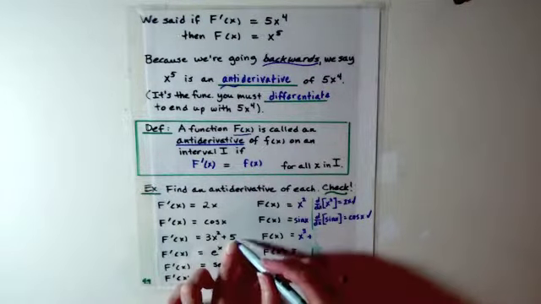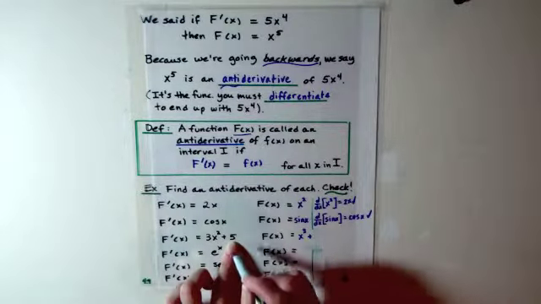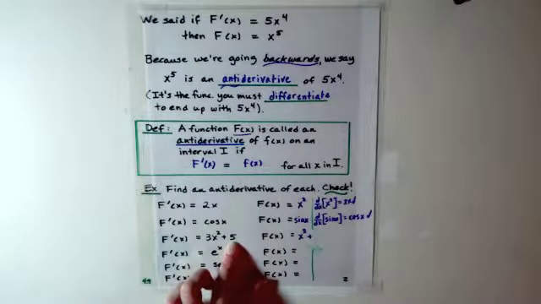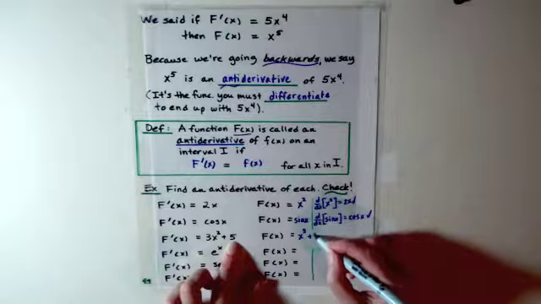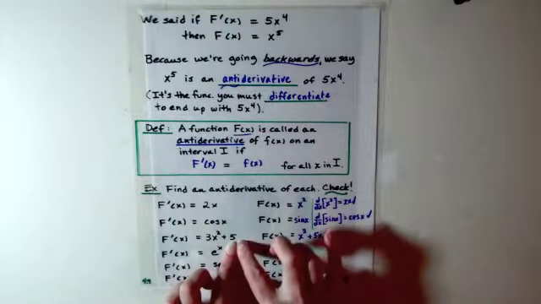Let's try it. What do I have to start with so that when I take the derivative here, I end up with 5 as an answer? I would have to start with 5x. And when I take the derivative of 5x, I do get 5.